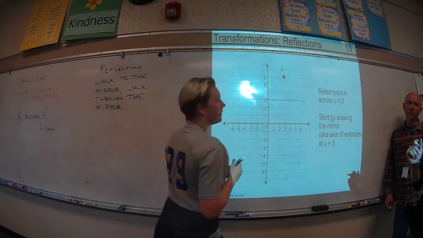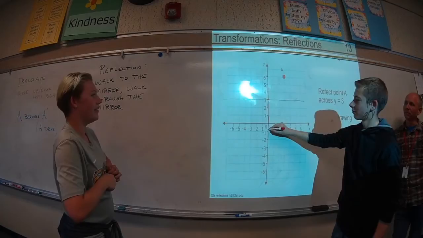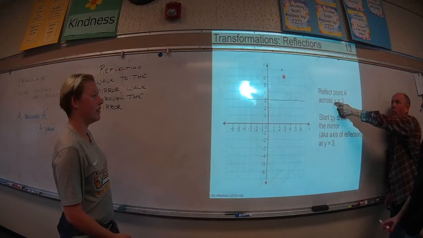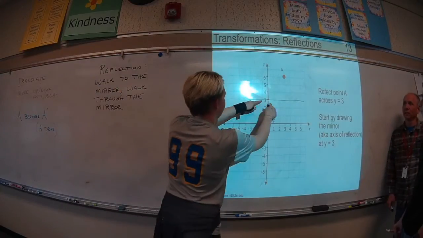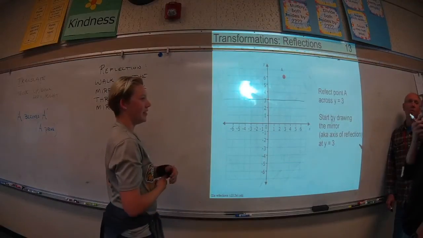So you just think it's the y-axis, but it's not saying that. It's saying across y equals 3. So yeah, y equals 3, and then that's basically the new x.